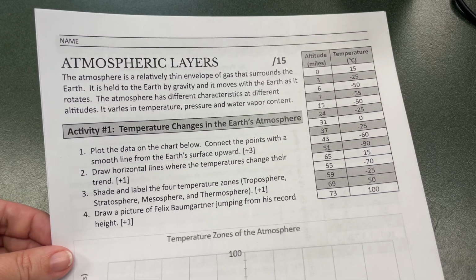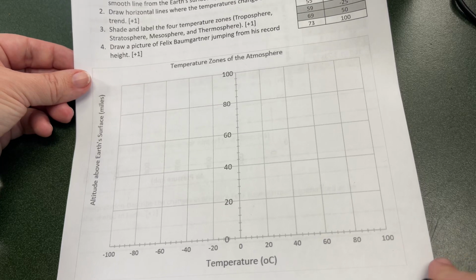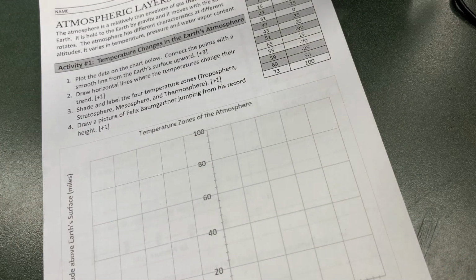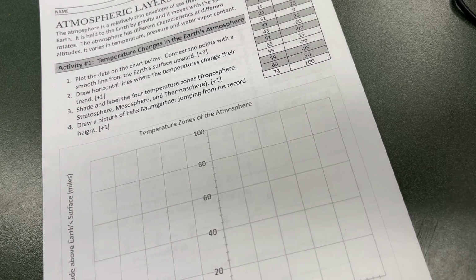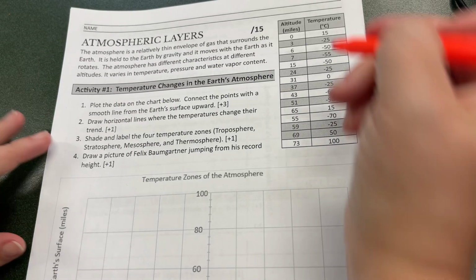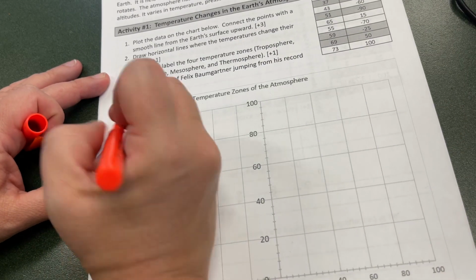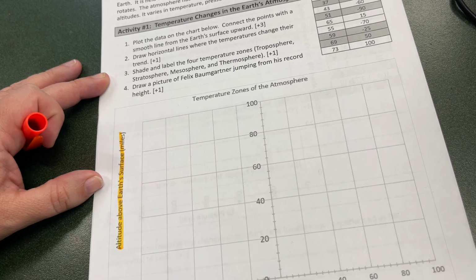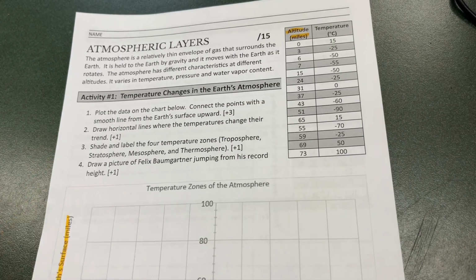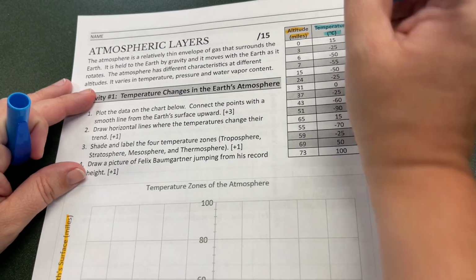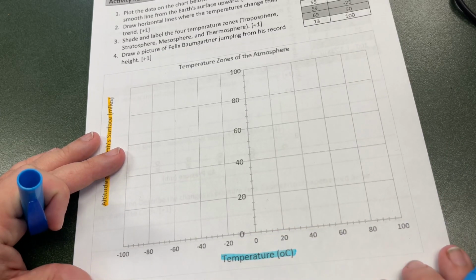So we're going to use our graph up here in the top and plot it on this chart on the bottom. First thing we need to go over is which one is altitude and which one is temperature. So altitude up here at the top, in miles, on the chart is on this side. And temperature, it's up here in Celsius, is down here on the bottom.